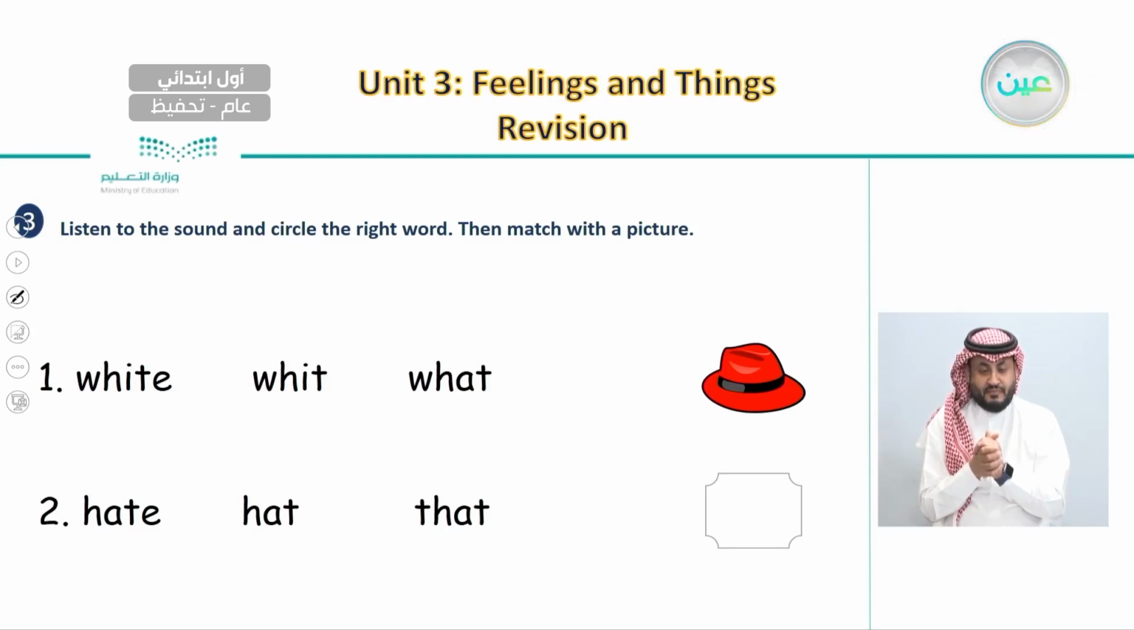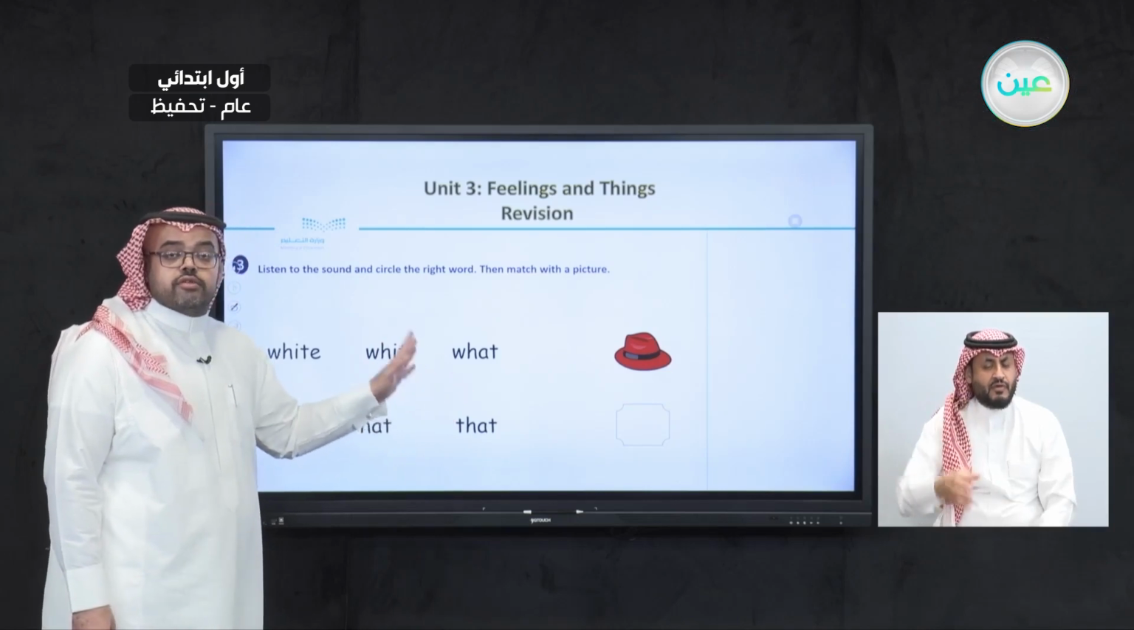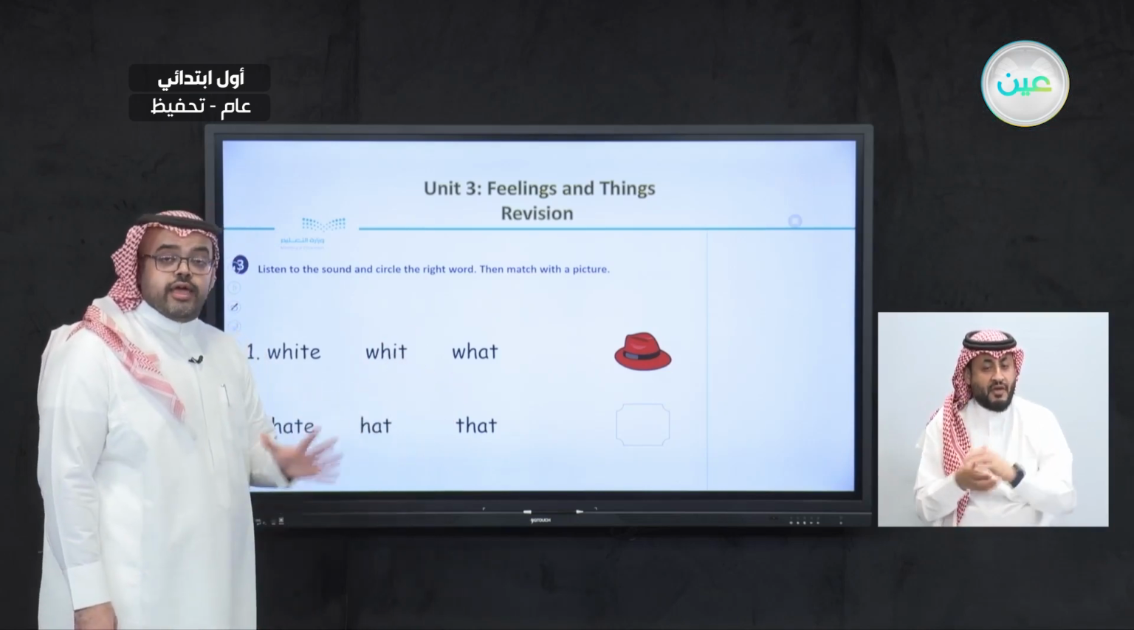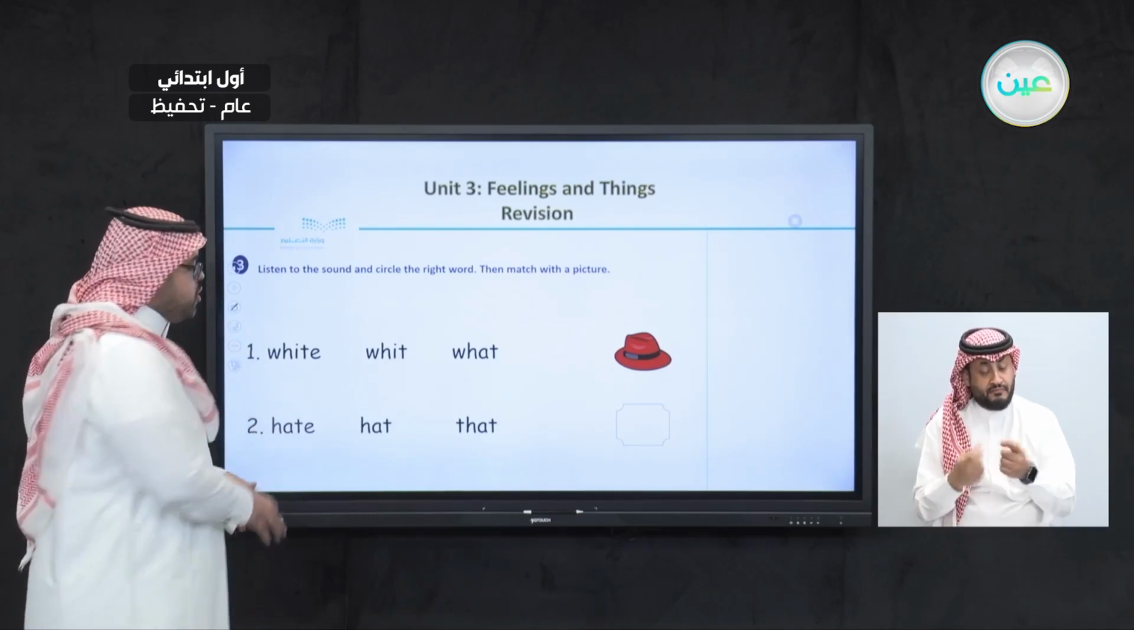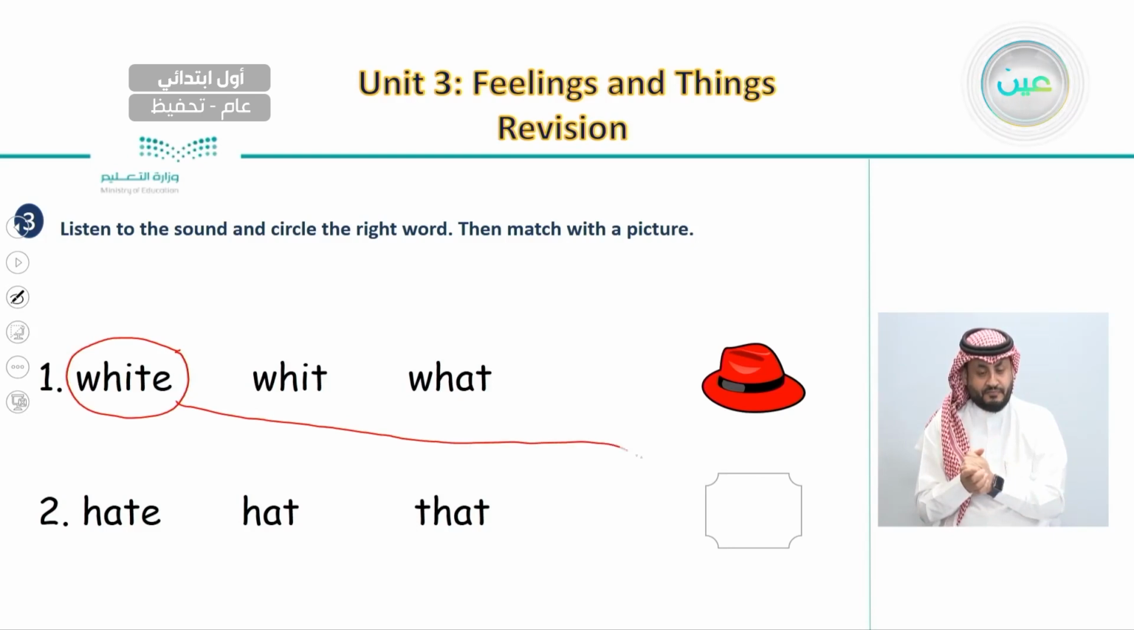The first word, number 1, is white. White. So what do you think? Which one of these words is white? It is the first one. So here we go. We circle the first one like this. And after this, we match it with the picture. And what do you mean by white? It is the color white.